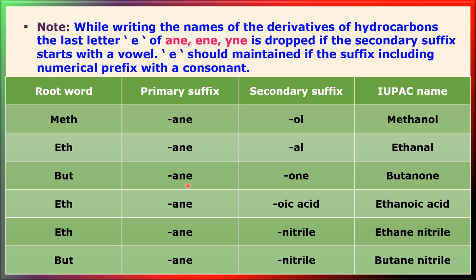Like this, but plus ane, and the secondary suffix starts with a vowel o. For that reason we have to remove e. At that time, butanone. Similarly, ethanoic acid. But here e is not dropped in these two cases. Why? Because the secondary suffix starts with a consonant, n, here. For that reason e should be maintained as it is: ethanenitrile, butanenitrile, like this.